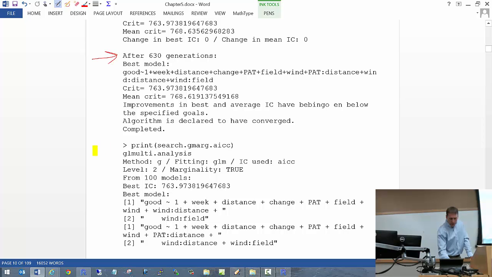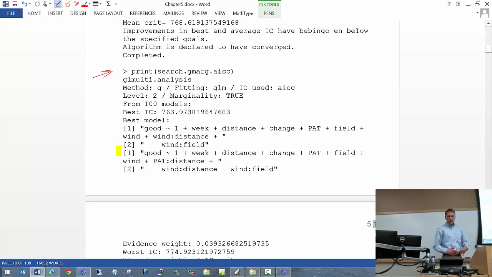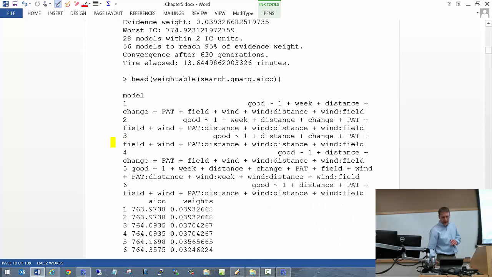If I do a print of my results that are saved from GL multi, once you start getting these interactions, obviously the models become longer, and the way it's printed is not always the cleanest. And so what we actually have here are two different models. Here's one, and here's another that have exactly the same corrected AIC. Again, I can do a head with the weightable function. And so we can see, here's one of the models, and here's the other, and they have exactly the same corrected AIC.